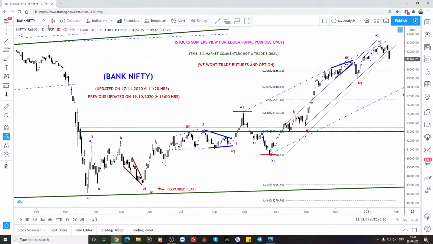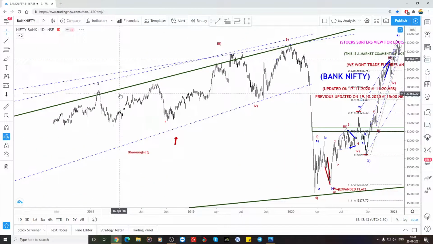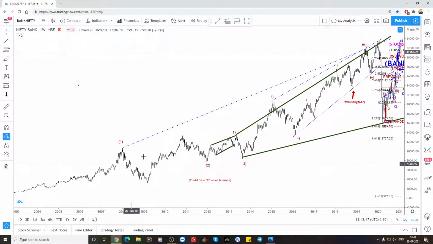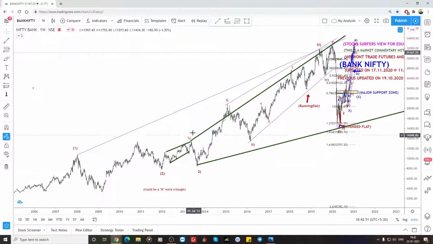So the previous is also the same, the weekly Bank Nifty count. So 1, and here a running flat is a 2. So leading diagonal 1, 2, and intermediate wave 1, 2, 3, 4, 5 is completed. So third for this one, this is the third, and fourth is a bigger drop, but it is not overlapped, and it didn't touch that wave 1, so it is an acceptable fourth.